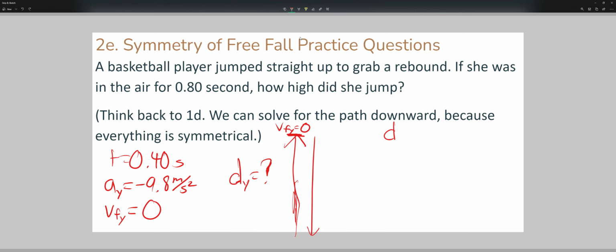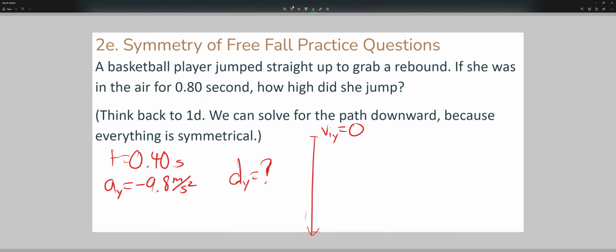But here's the thing, the idea of symmetry. We can either solve for our path upward, or we can solve for our path downward instead. Because we know my distance up is the same as my distance coming back down, just the opposite sign. And instead of saying that my final velocity is 0, instead of saying I end at my max height, let's say we start at my max height and we end at the bottom. So we can say that my initial velocity in the y direction is going to be 0.